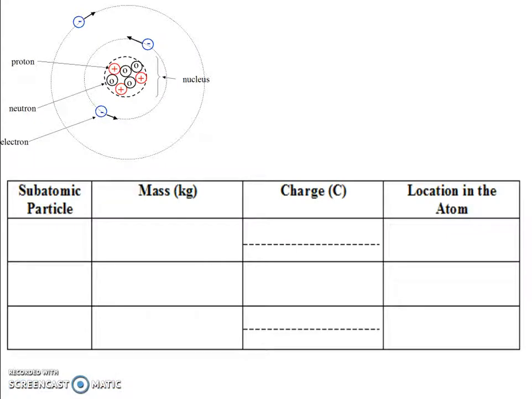Alright, let's continue on the notes page. So here's just a little bit of a smaller version of the picture we were just looking at, our Bohr model diagram of the atom. And now we're going to be looking at the subatomic particles and different properties of them, where they're located in the atom, and so on and so forth.